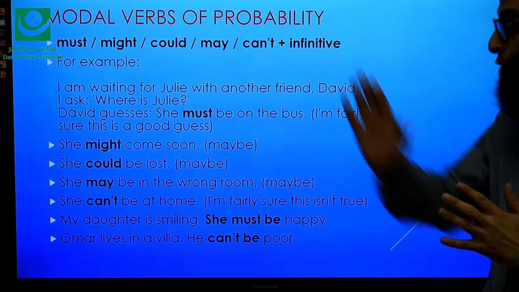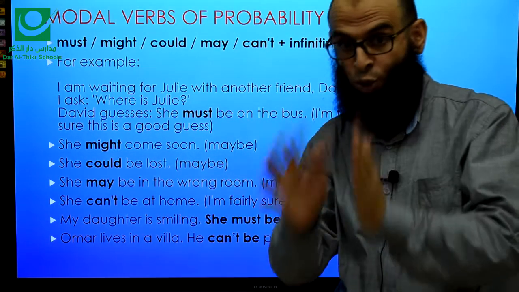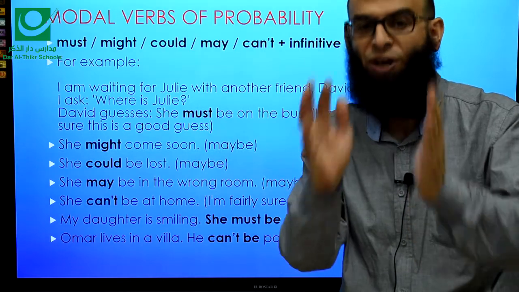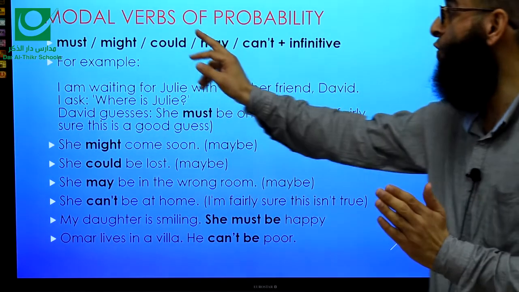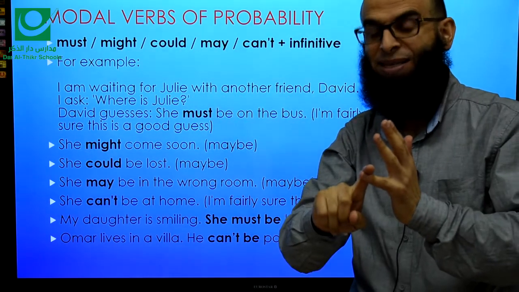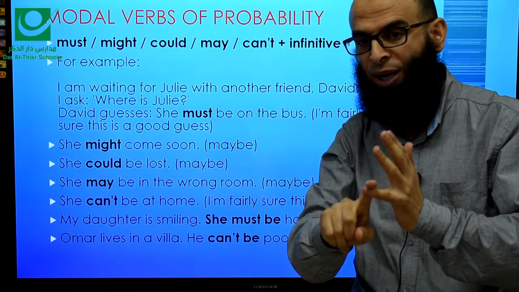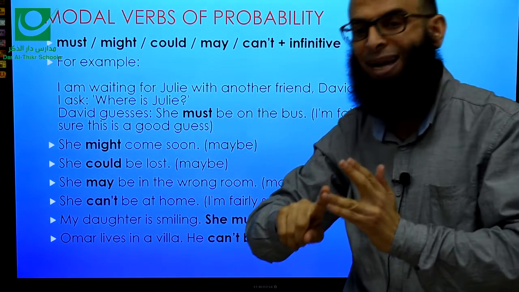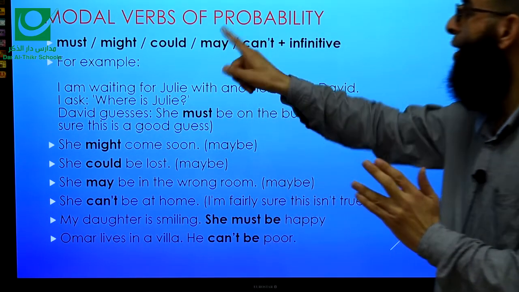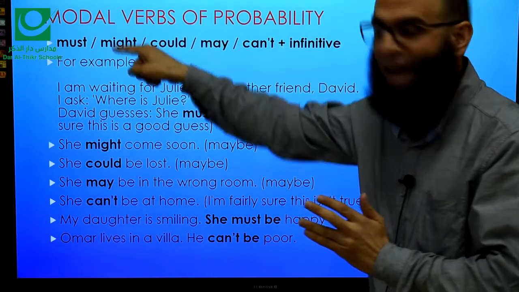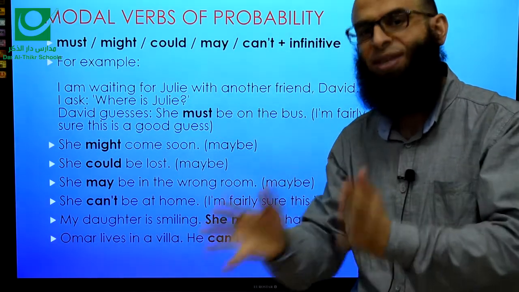Now, we have must. If you are sure of something, you say must. Or quite sure or fairly sure, you say must. If you are not sure, you can use might. Something which is probable to happen. Or I can use could if something is possible to happen. Or you can use may. May and might have similar meanings or the same meanings.